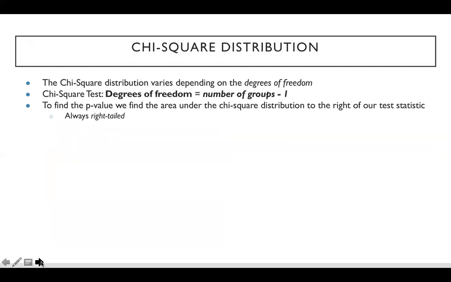So a chi-square distribution, similar to the T distribution and the F distribution, depends on degrees of freedom. So for a chi-square test, the degrees of freedom is equal to the number of groups minus 1. So to find the p-value, we find the area under the chi-square distribution to the right of our test statistic. So yes, this does mean that we always have a right-tailed test for chi-square tests.